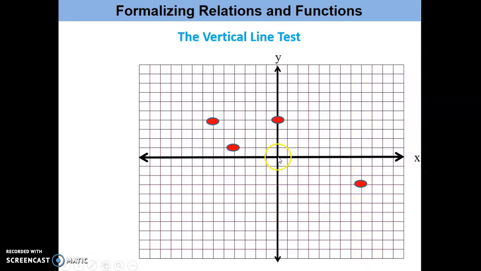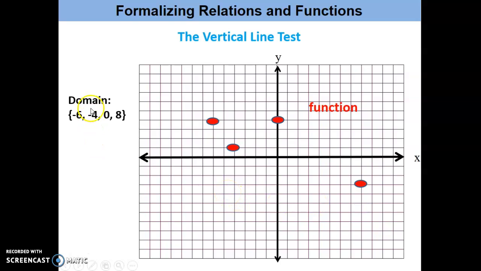Another way you could check this is from the origin. This is -1, -2, -3, -4, -5, -6 for x. So when x equals -6, we have a coordinate. When x equals -4, we have a coordinate. When x equals 0, there's one coordinate. And when x equals, let's see, 1, 2, 3, 4, 5, 6, 7, 8. When x equals 8, there's only one coordinate. So none of the x's repeat. And so this would be a function.